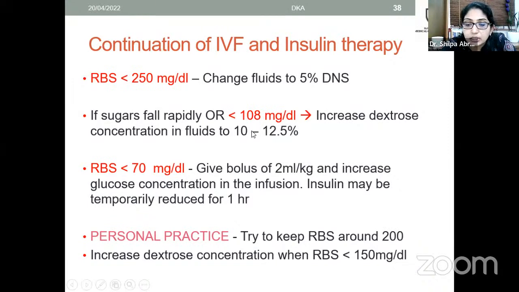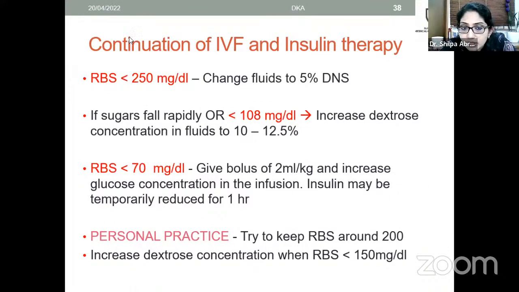But if it is falling too rapidly, this is a BSPED guideline, okay? That is, if the sugar falls to below 108, then you increase the dextrose to 10 to 12.5. And if it's below 70, then give a bolus of dextrose and then increase the glucose concentration in the infusion. But as a personal practice for safety purposes, we generally try to keep the RBS around 100. And once the RBS falls to below 150, we try to increase the dextrose concentration.